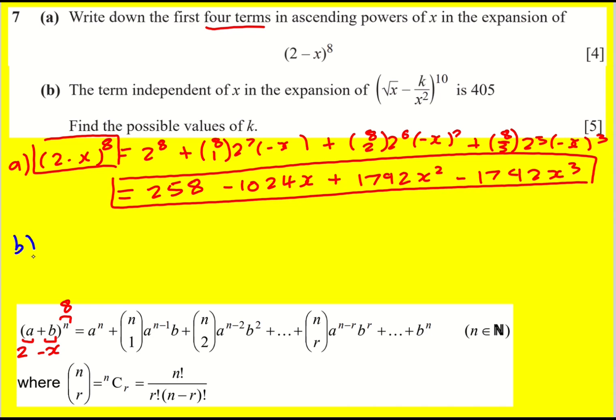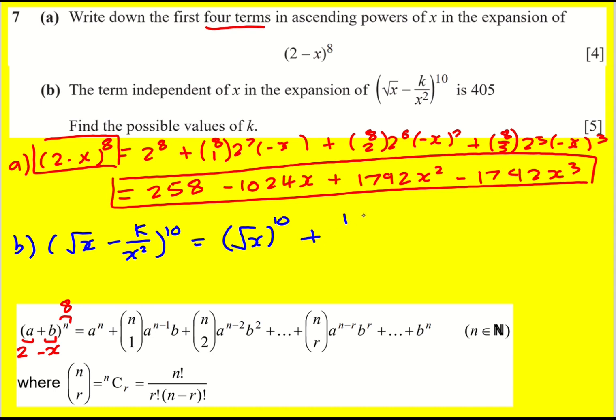In part B, we've got a different binomial expansion, but we're just asked for the term independent of x, so it's going to be a constant term. Now this time, when I find my first term, I would actually get root x to the power of 10, which would become x to the 5. This is dependent on x.